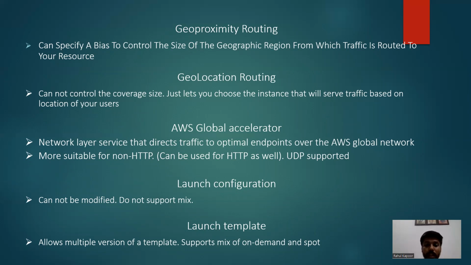So important feature. AWS Global Accelerator, as its name suggests, right? Network layer that directs traffic to optimal endpoints over the AWS global network. One of the very important things about AWS Global Accelerator is it is more suitable for non-HTTP. Okay, can be used for HTTP, but I mean जहाँ पे non-HTTP का preference है वहाँ पे you need to choose AWS Global Accelerator service. UDP supported also. Launch configuration cannot be modified. Do not support mix. इसका मतलब क्या है?